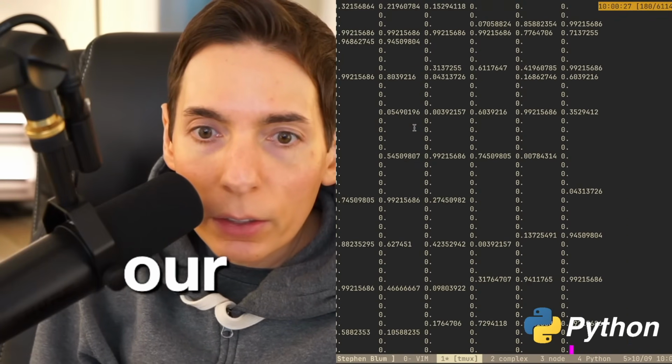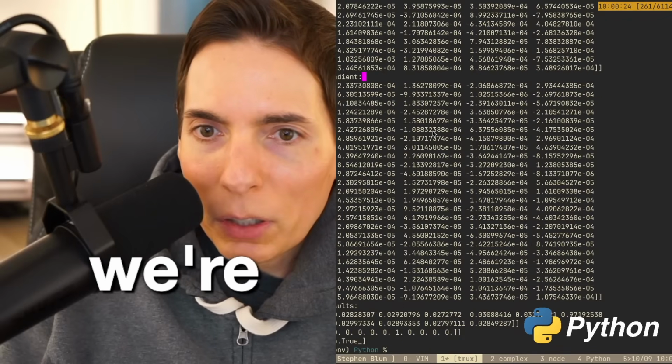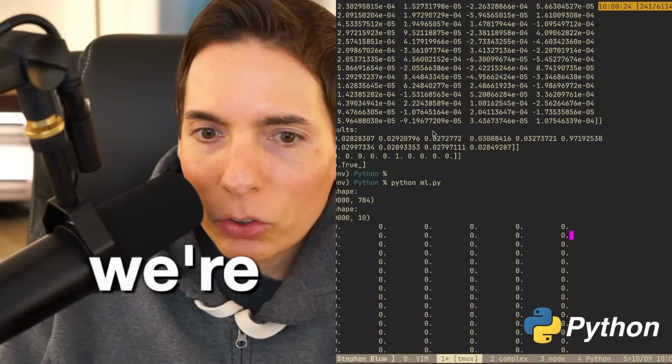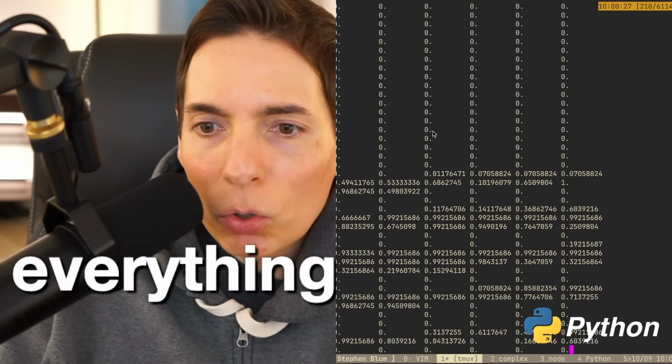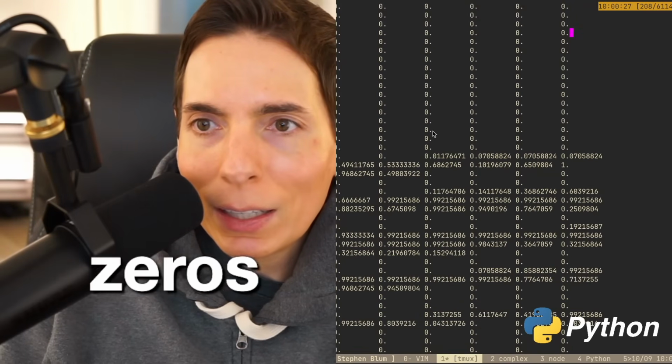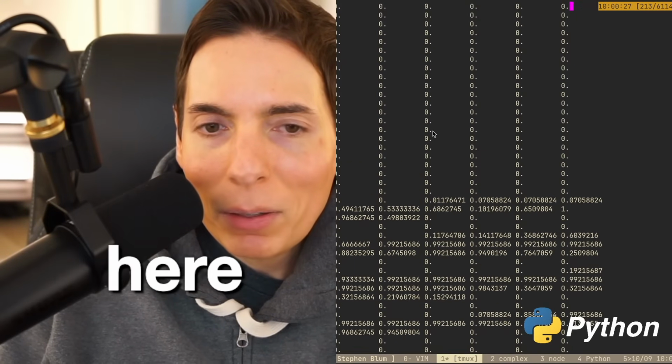So here's our initial weights. Here's the input data. We're looking for a bug. Everything looks good. There is a bunch of zeros here. This might cause a problem. We might need to do an epsilon. Maybe we were thinking about that.